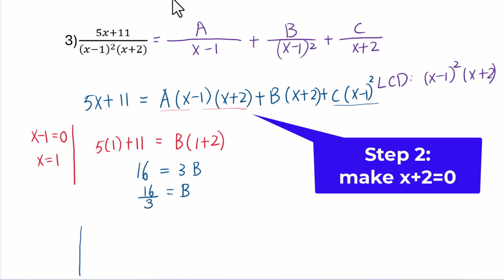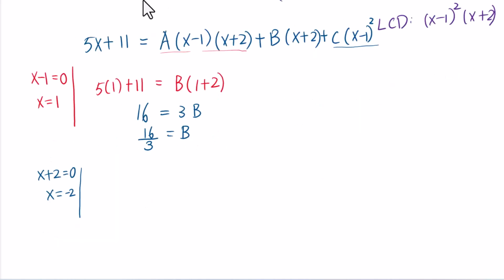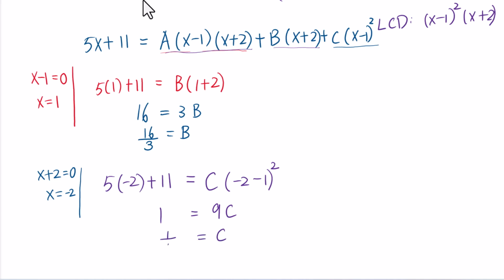Next step, let's make x plus 2 equal to 0. x equals negative 2. Substitute negative 2 for x. 5 times negative 2 plus 11 equals 1, and this is a 0. This is 0. We got c times negative 2 minus 1 squared. Simplify, 1 equals 9c. c equals 1 over 9.